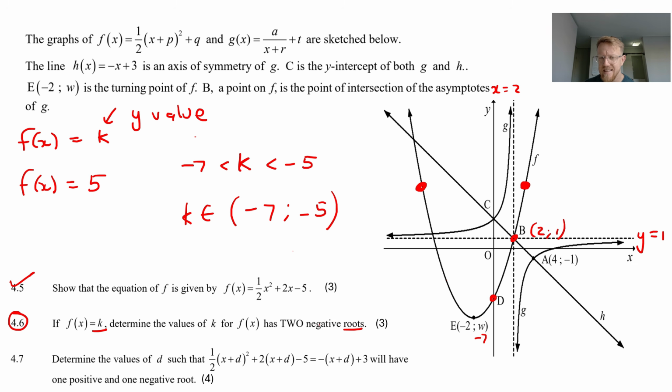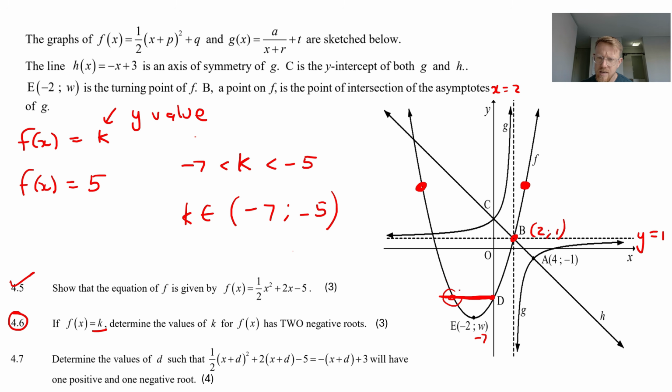But they said that they want 2 of them, not just one x value, 2 x values. So we won't include the minus 7. What about the minus 5? Well, at the minus 5, which is here, but it would also be here because minus 5 is in both of those places, a y value of minus 5.